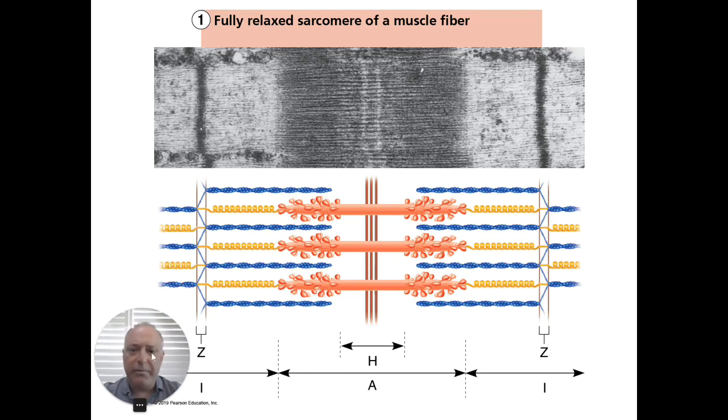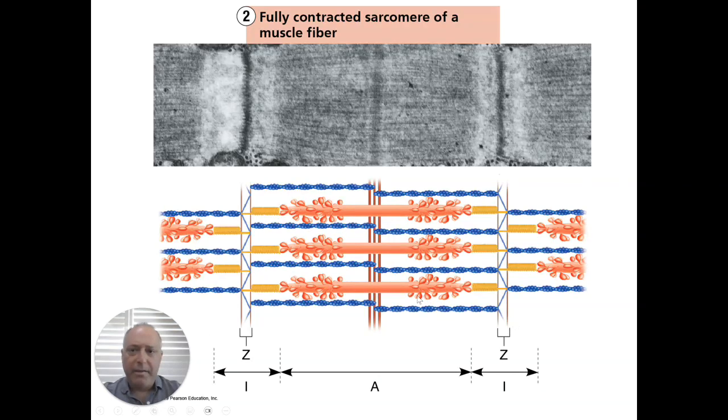So if we go through the steps, this is a sarcomere. We've got your Z discs. In between, we've got our actin and myosin filaments ready. So the first stage is a relaxed sarcomere of the muscle fiber. The second stage is fully contracted. You can see the distance between the Z discs has shortened. The actin and myosin are binding, and due to ATP, there's contraction.